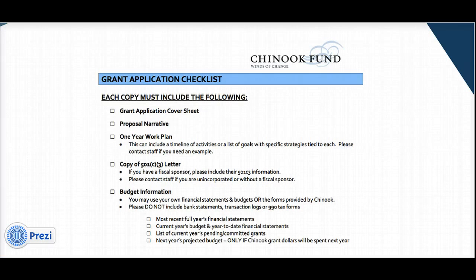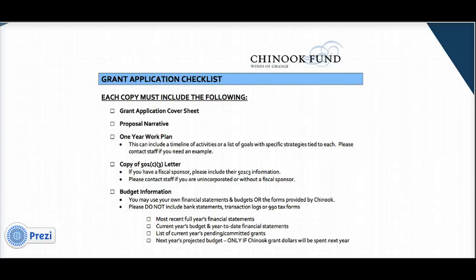At this point, we have covered the majority of aspects that a prospective applicant would need to understand in order to determine whether or not they think they are a good fit for the Chinook Fund guidelines, and whether or not they would like to apply for funding. If you would like to apply for funding, please be sure to review the revised grant application guidelines, which can be downloaded from the Chinook Fund's website, and carefully follow each step listed on the grant application checklist.